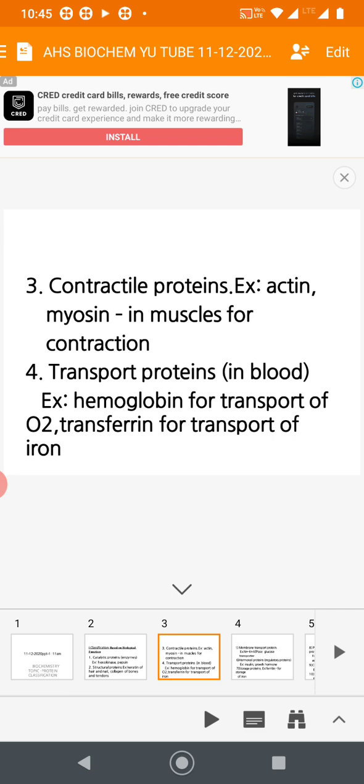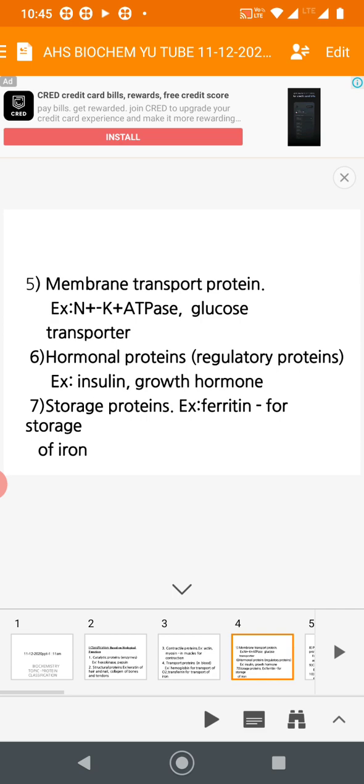Third is contractile protein, actin and myosin, required for muscle contraction. Then transport protein. Best example is hemoglobin, which is required for the transport of oxygen. Then transferrin, required for the transport of iron. Next is membrane transport protein, sodium potassium ATPase across the membrane, and the glucose transporter is required.